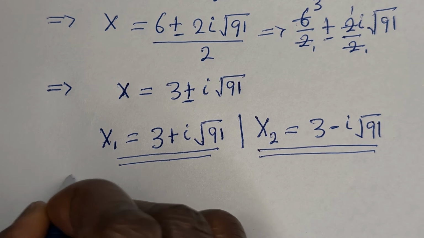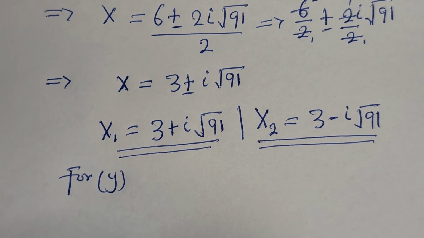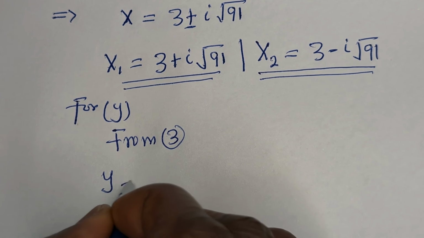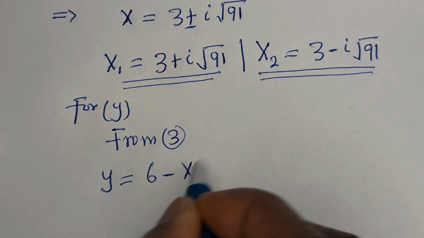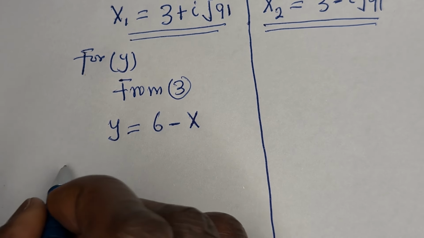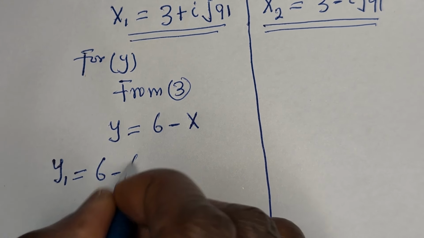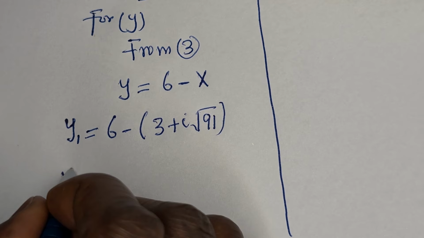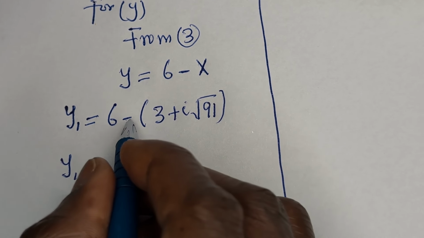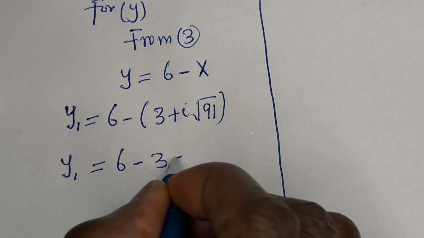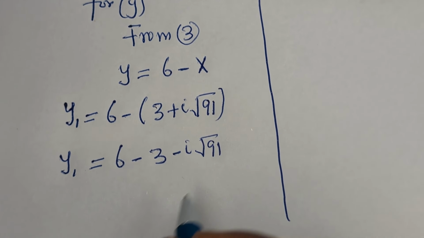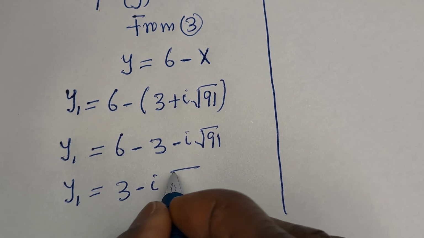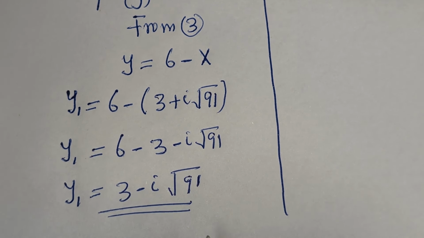To solve for y, from equation 3, y is equal to 6 minus s. y1 is equal to 6 minus s1, which is 3 plus i square root of 91. y1 is equal to 6 minus, if you open the bracket with this negative 1, we have 3 minus i square root of 91. y1 is equal to 6 minus 3, this is 3 minus i square root of 91. This is the value of y1.